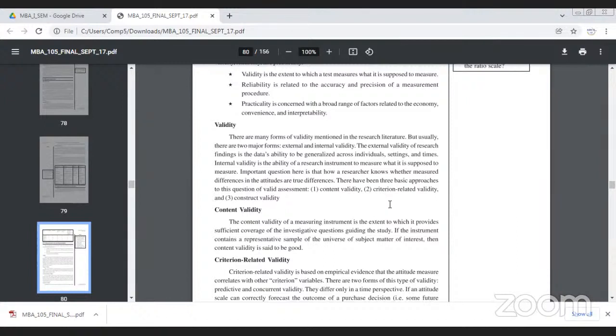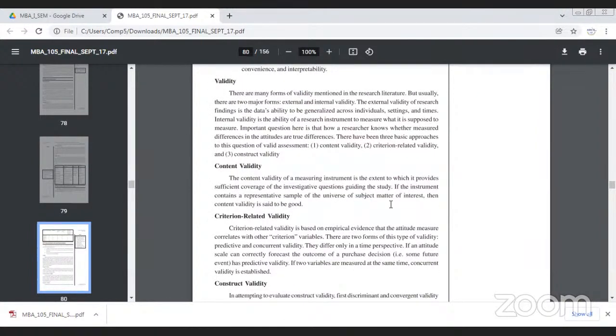An important question here is how a researcher can tell whether major differences in the attributes are true differences. There have been three basic approaches to this question of validity assessment: content validity, criterion-related validity, and construct validity. Content validity of a measuring instrument is the extent to which it provides sufficient coverage of the investigative questions regarding the study. If the instrument contains a representative sample of the universe of the subject matter of interest, then content validity is said to be good.